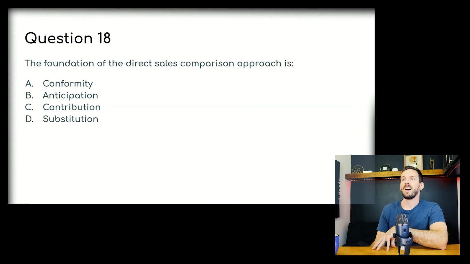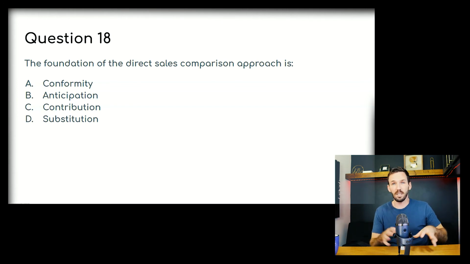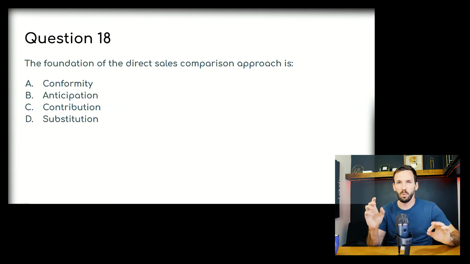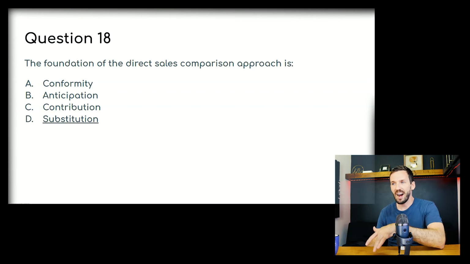Question 18. The foundation of the direct sales comparison approach is conformity, anticipation, contribution, or substitution. So conformity is actually pretty close here, but it's still not a one-for-one type of deal. Let's read the definition of the answer, D, substitution. The principle providing that the highest value is established by the cost of constructing another property of equal utility, basically saying you have similar structures you can compare to. Answer is D.